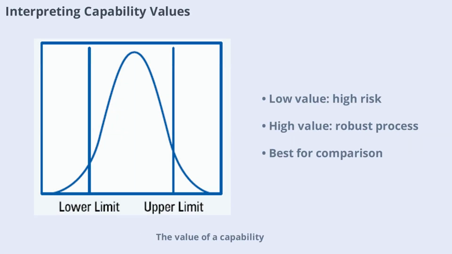The value of a capability index provides insight into process performance. Low values indicate a high risk of producing nonconforming products, while higher values suggest the process is well within limits. It's important to assess whether the limits are relevant to the process and to consider risk-based reviews for ongoing control. Capability indices are best used for comparison, not for accepting or rejecting lots.